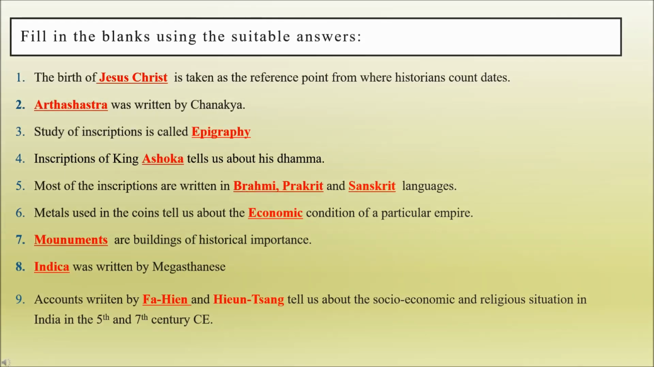We'll now move on to fill in the blanks. The first question. The birth of dash is taken as the reference point from where historians count dates. Answer is Jesus Christ, which means the birth of Jesus Christ is taken as the reference point from where historians count dates. Next one. What was written by Chanakya? Arthashastra was written by Chanakya.